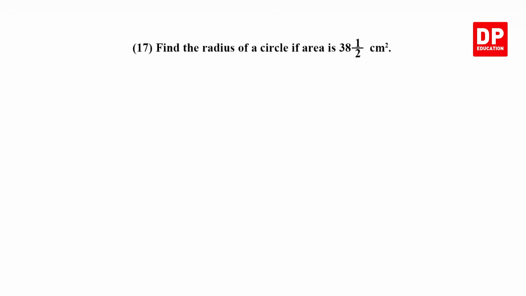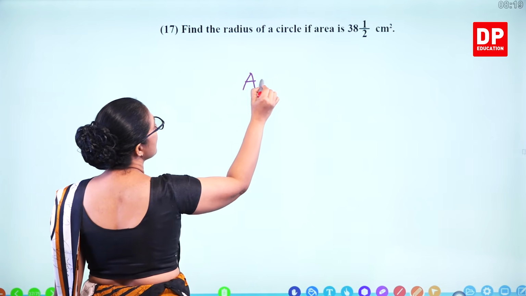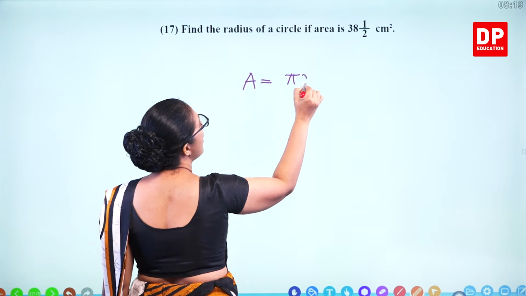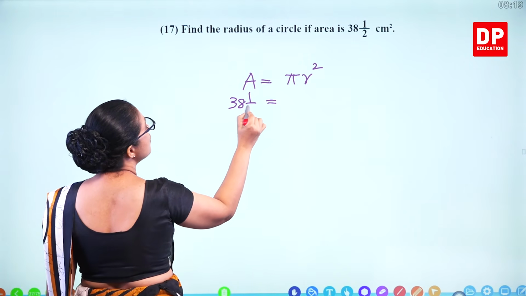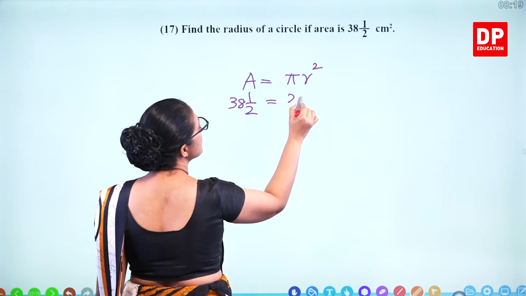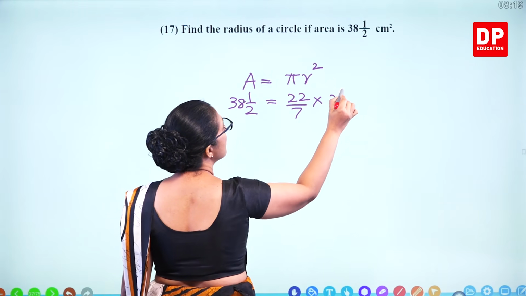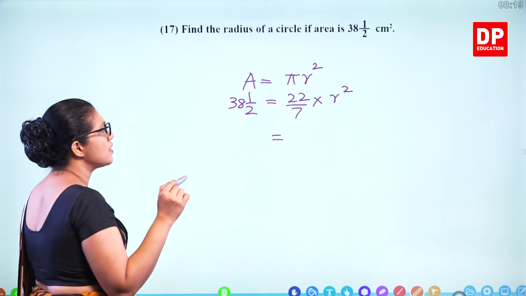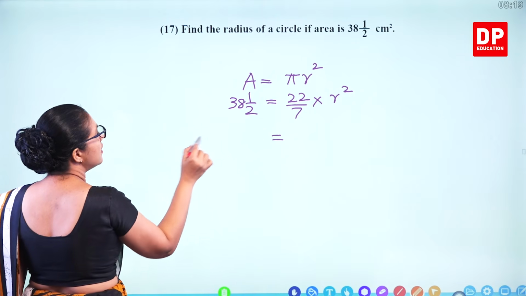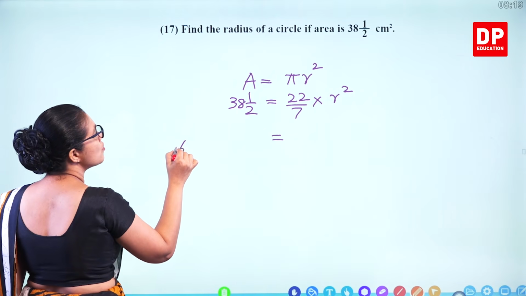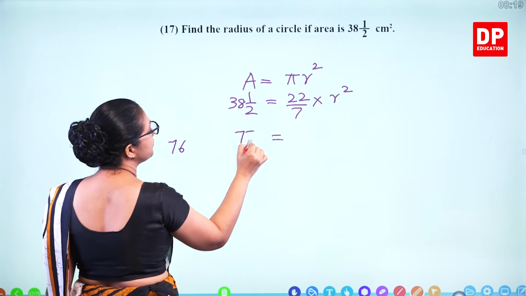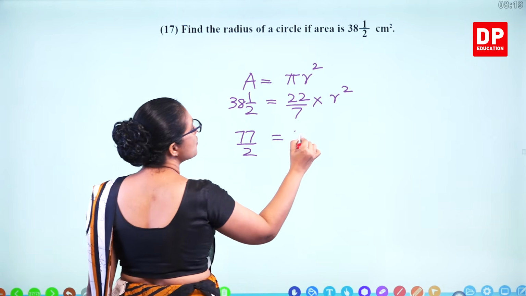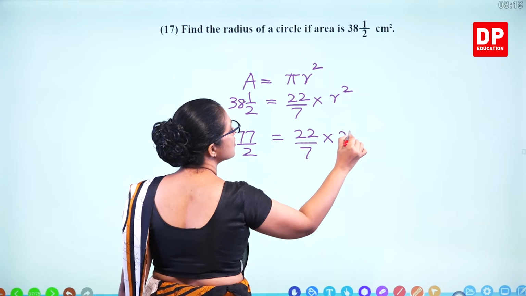Find the radius of a circle if area is 38.5 square centimeters. Area is equal to pi r square. 38.5, I need to convert to improper fraction. 22 over 7 here, r square. Convert to improper fraction. 2 times 8, 16. 2 times 3, 6 plus 1, 7. 6 plus 1, 77. 22 over 7 into r squared.